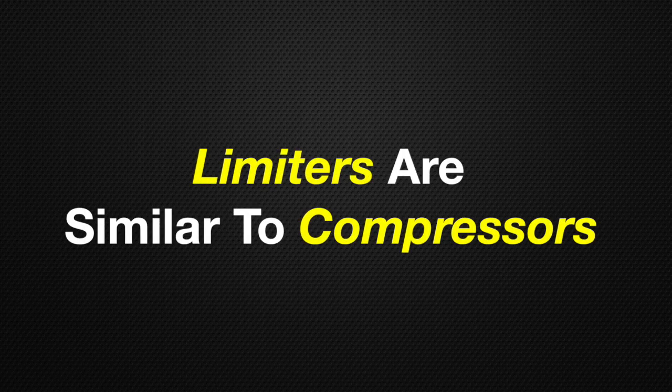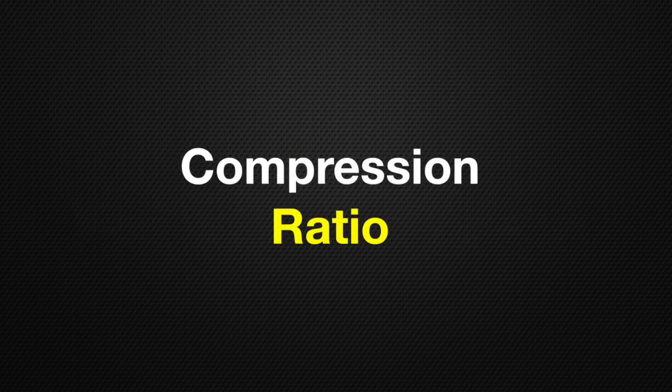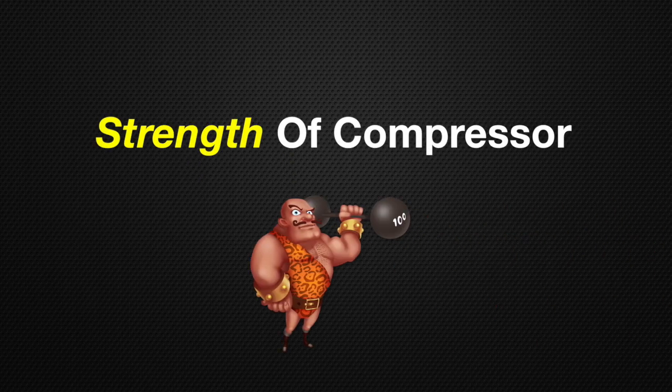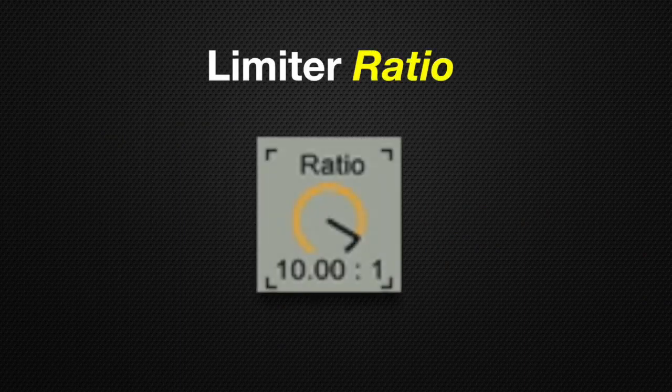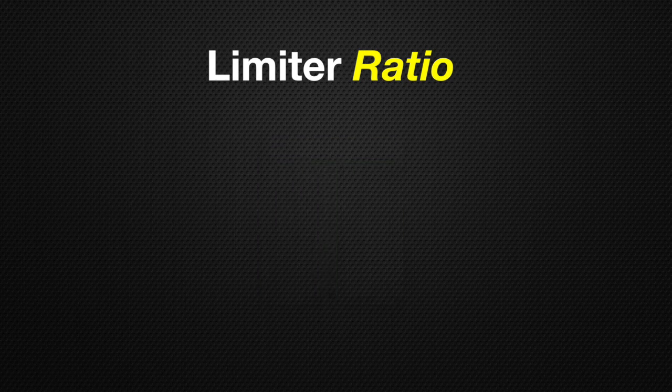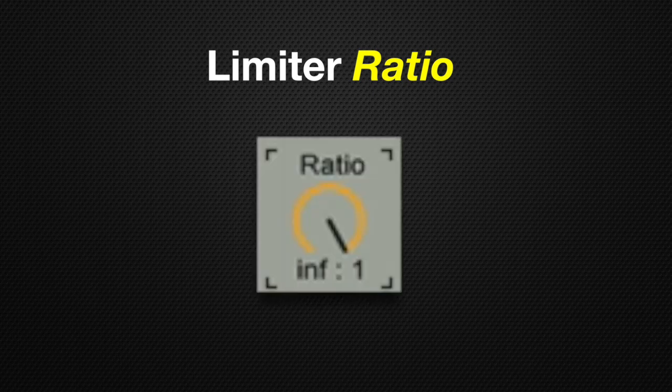A limiter is like a compressor set to a very high compression ratio. Remember that the compression ratio is the strength of the compressor. A limiter will have a ratio of at least 10:1, and most commonly, the ratio will be infinity to 1, meaning the entire signal above the threshold is attenuated.